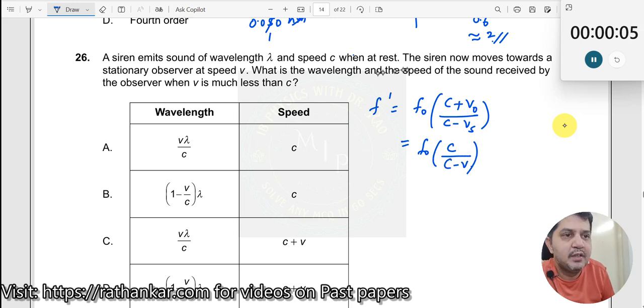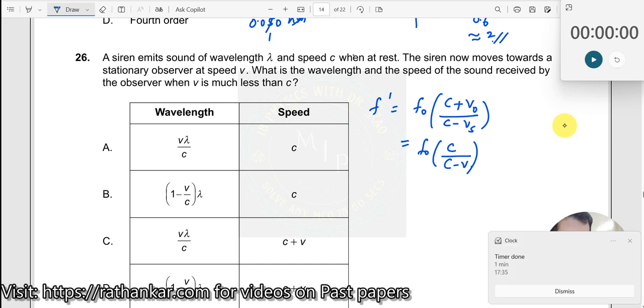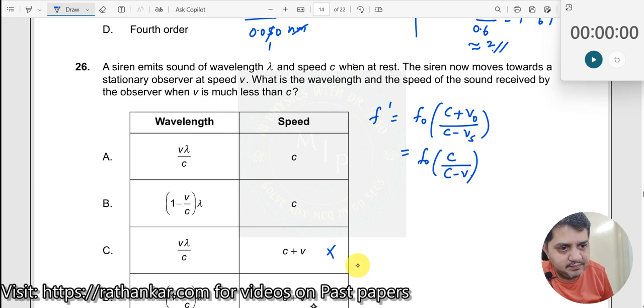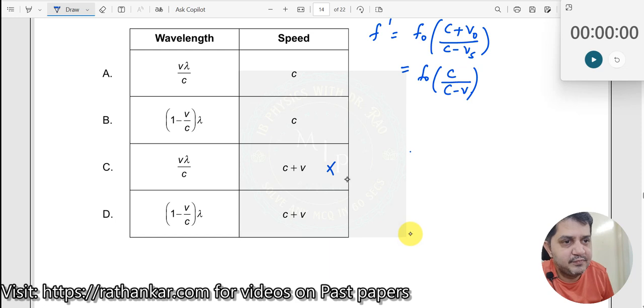Now, what is the wavelength and speed of the sound? Speed of the sound received by the observer when v is much lesser than c. See, speed of sound does not change, as long as the velocity is lesser than the value of c. That is the speed of sound that you hear over there. It does not ride on top of it. So therefore, definitely these two are incorrect. Amongst these two only you should choose.